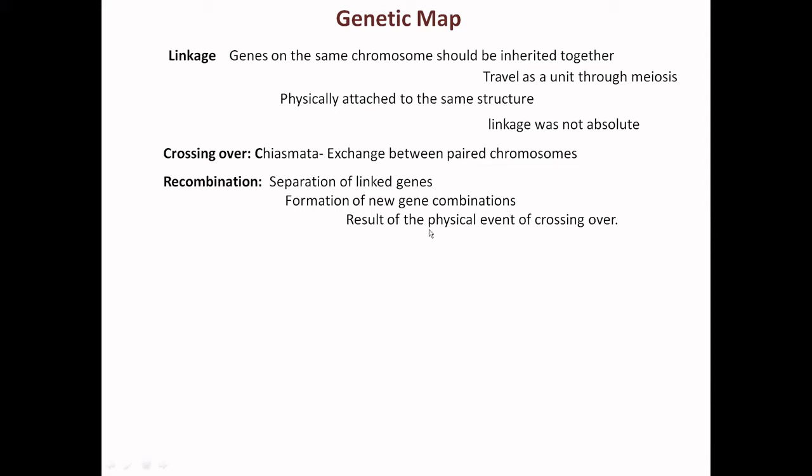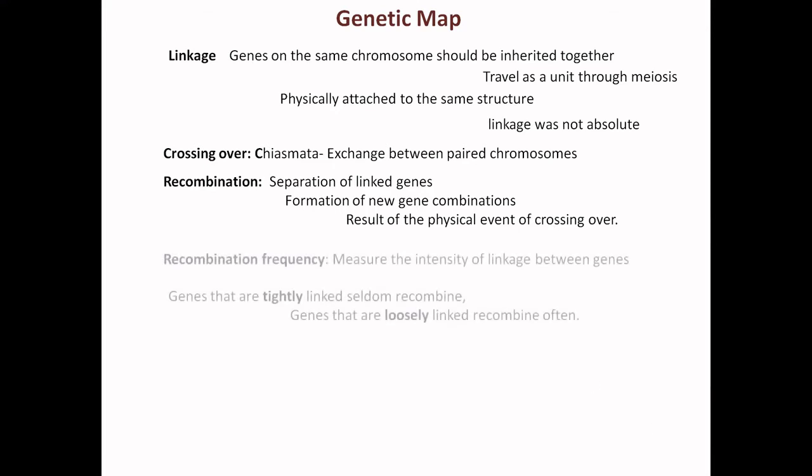Formation of the new gene combinations is the result of the physical events of the crossing overs. This all happens because of the recombinations. Recombination frequency measures the intensity of linkage between the genes. Genes that are tightly linked seldom recombine. Genes that are loosely linked recombine very often.